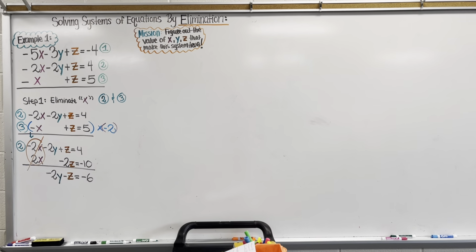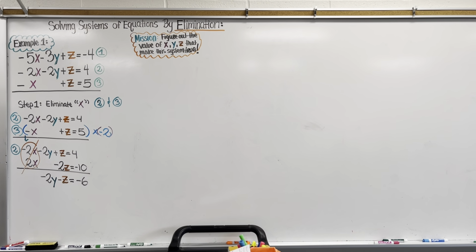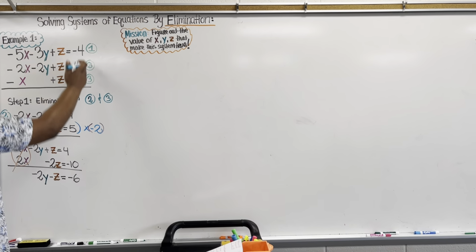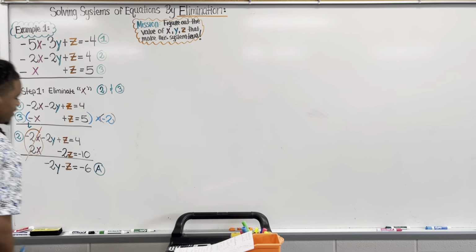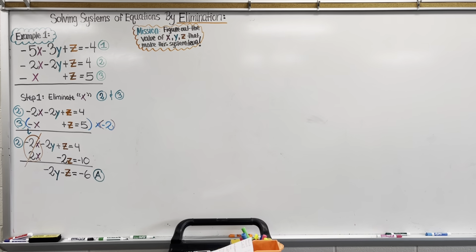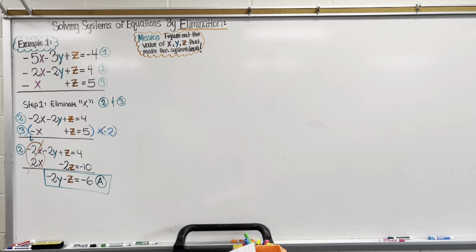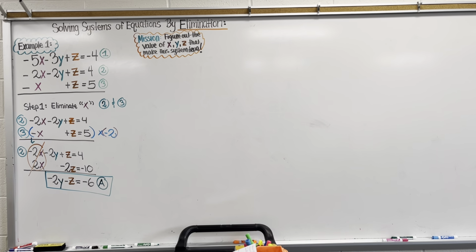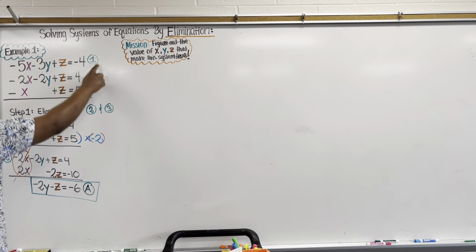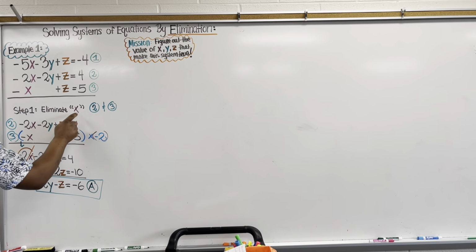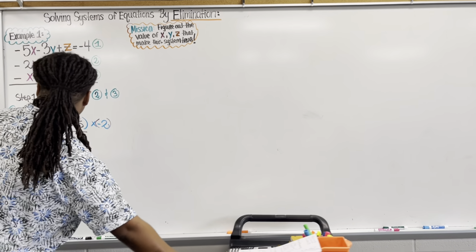So we actually created a new equation, okay? We label these as numbers, so I'm going to label this one with a letter. I'm going to label it letter A. So remember, we created a new equation, which is equation A. Now what we need to do is use another 2 equations to eliminate x once again.